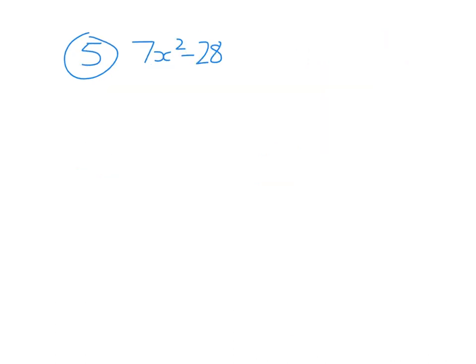So for question 5, I'm going to factorize 7x squared minus 28. So this might look like difference of two squares, but it's not quite, because 7's not a perfect square, nor is 28. But they both have a common factor of 7. So first I'm going to use highest common factor is 7. What do I times by 7 to get 7x squared? What do I times by 7 to get negative 28? Now I'm not done, because what's in the brackets here is difference of two squares.